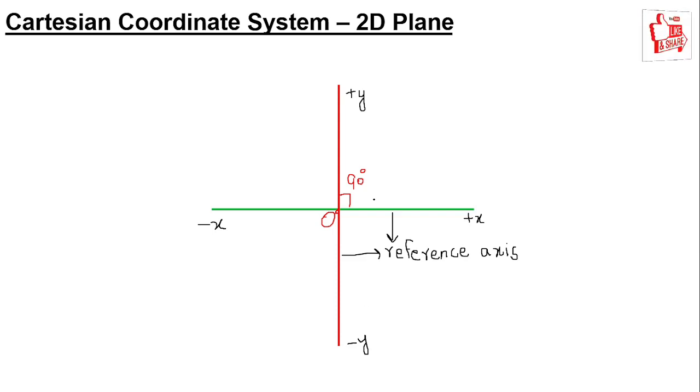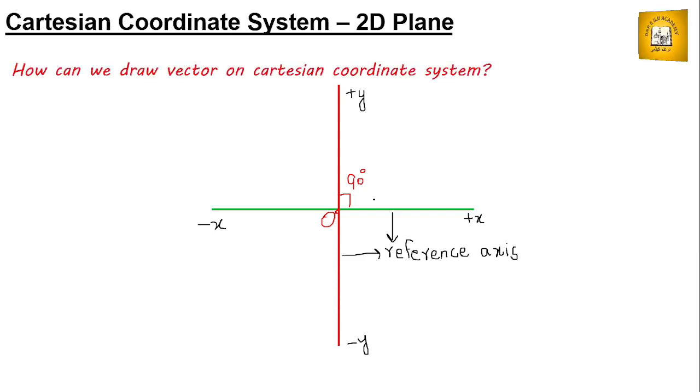Here is a question: how can we draw a vector on a Cartesian coordinate system? The answer is very simple if you guys pay more attention to this concept. Let's choose a point on a Cartesian coordinate system, say P(A, B). What does this P(A, B) mean? It means if you start moving A units toward the x-axis from the origin and B units toward the y-axis, then you will reach point P.